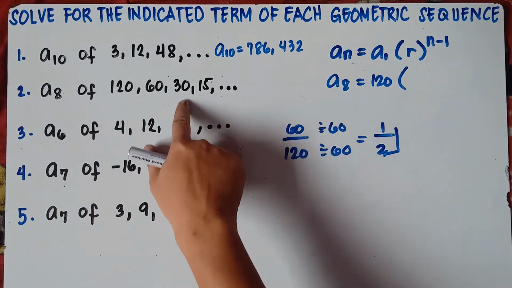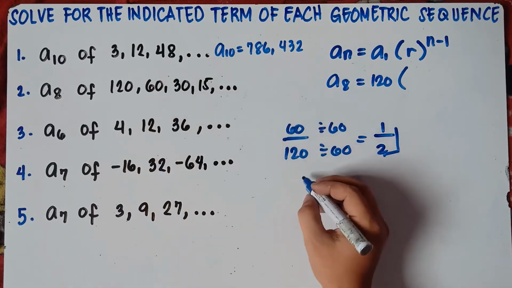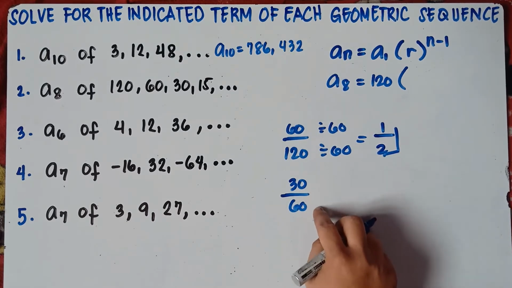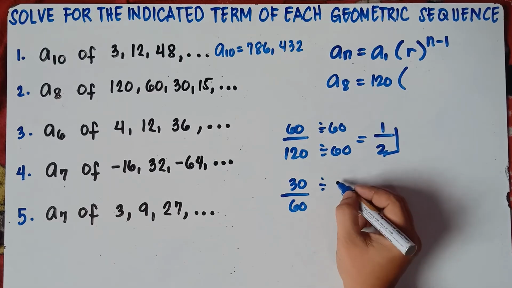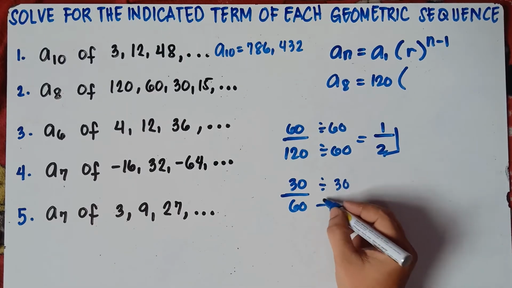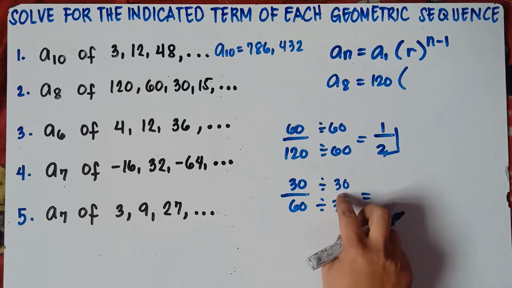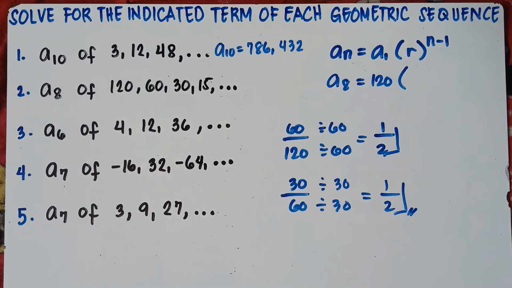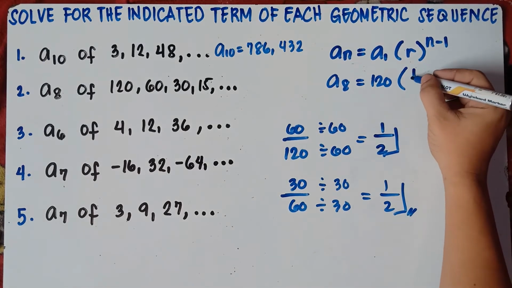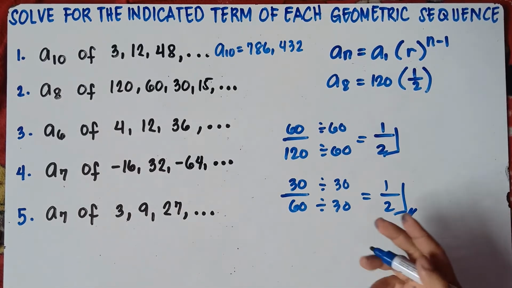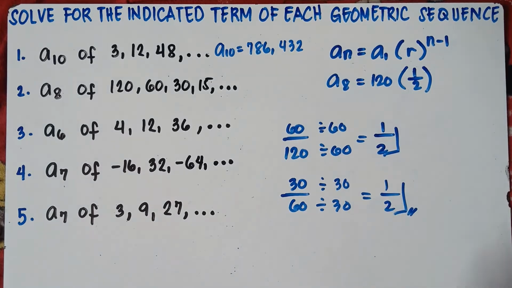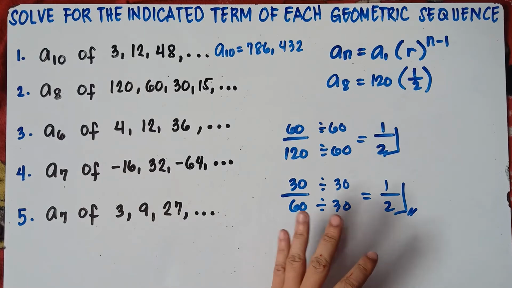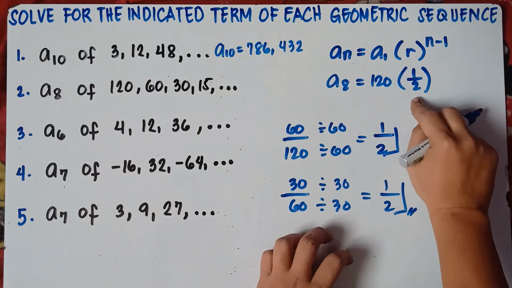You also check the third term divided by the second term. 30 divided by 60, and the GCF is 30, right? The greatest common factor, that would be 30. So 30 divided by 30 is 1. 60 divided by 30 is 2. And the common ratio is 1/2. So this will be 1/2 for the common ratio. Now let's try, class, if this is a fraction, and I'm sure that it will be easy for us. We can simplify this one, class, without using the calculator if this is a fraction.